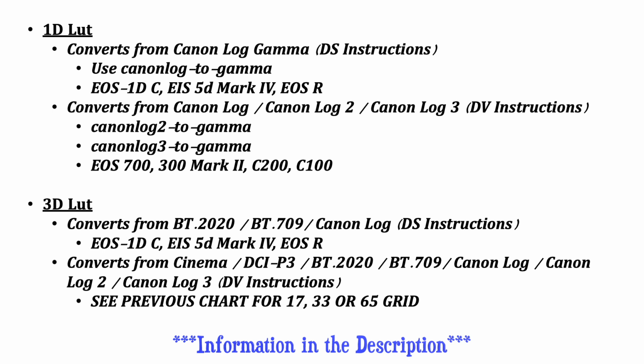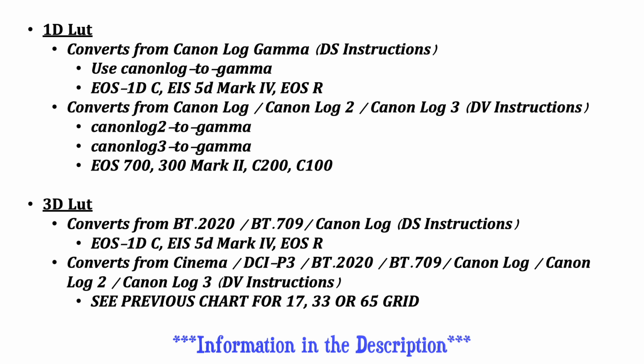I always use the 3D LUTs because you can convert to Rec 709 or BT.2020, and all that other good stuff. So I usually go for the Cinema 3D LUT, which from the previous chart you'll know uses the 17, 33, or 65 grid. For the Canon EOS R, you can delete all Canon Log 2 and 3 LUTs. You never want to use them because they're not made for it. So for the Canon EOS R, just use the regular Canon LUTs.